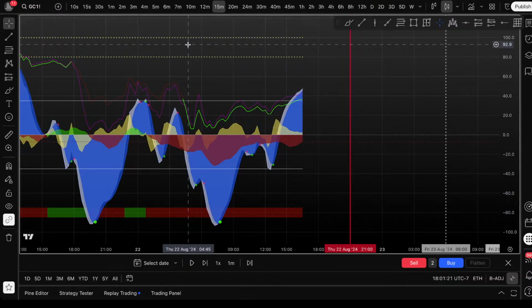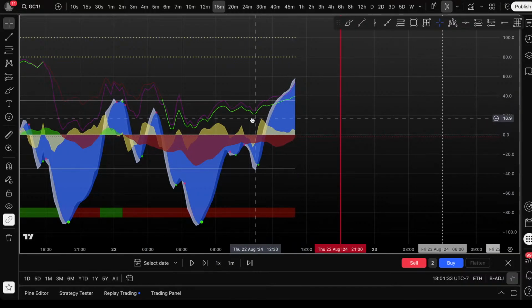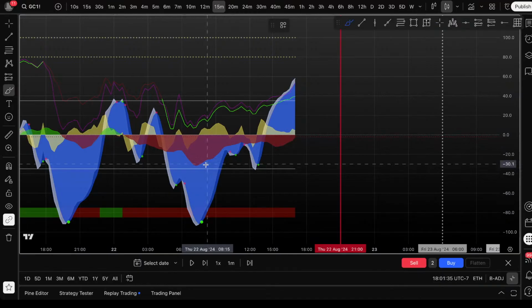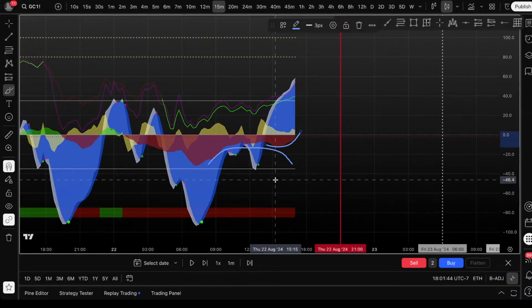Yeah, she's got a little pump in her. Bears are trying to get a grip on it, but the bulls are back, baby. Yeah, look at that money flow. Look at the split RSIs. I know we was doing this, but now look at that. It ain't how you start, it's how you finish, folks.